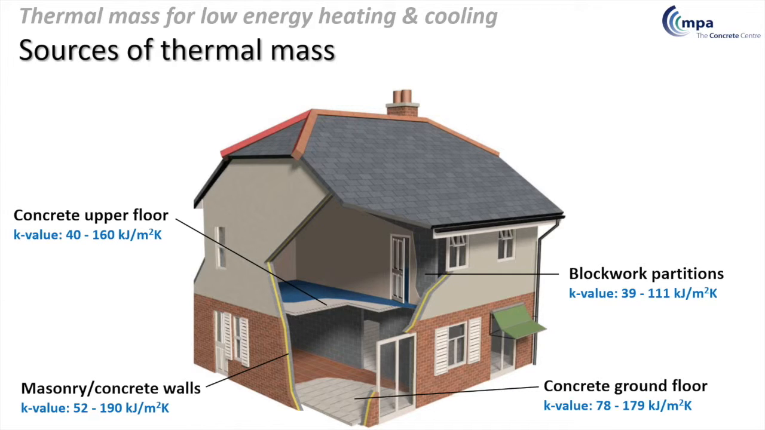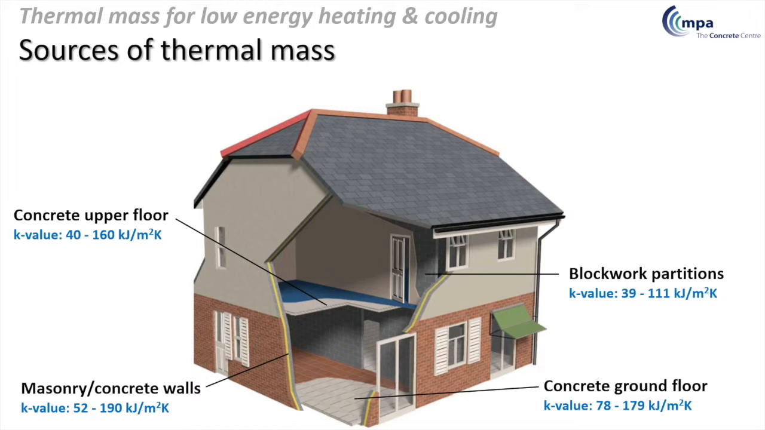So just to show you where you might find the thermal mass in a typical home, if you've got a concrete upper floor instead of a timber upper floor, that's an alternative option, you'll get a K value of between about 40 and 160. Now, I'm not going to get too technical. That's just a measure of thermal mass used in SAP and SBEM for Part L compliance purposes. To put it into context, a timber upper floor will have a K value of about 18, so it's quite a bit less. Lots of thermal mass in blockwork partitions and external masonry walls.